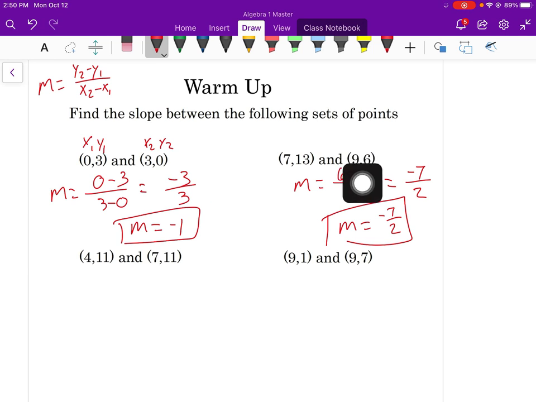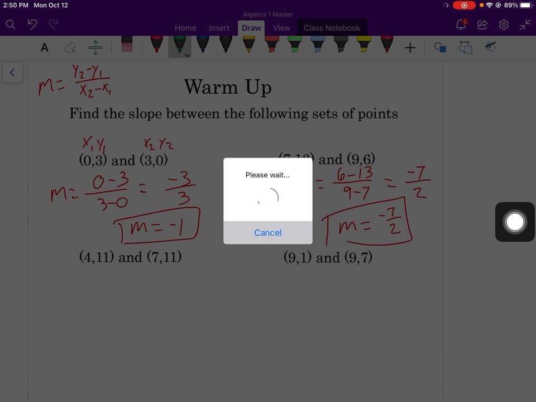But remember, if you decide to do 9, 6 as the first ordered pair, you have to have that in the first spot for the top and the bottom. You can't have the 6 at the beginning and the 9 at the end at the bottom.